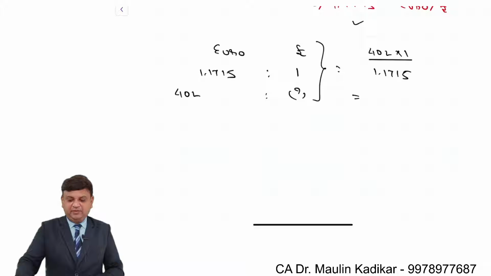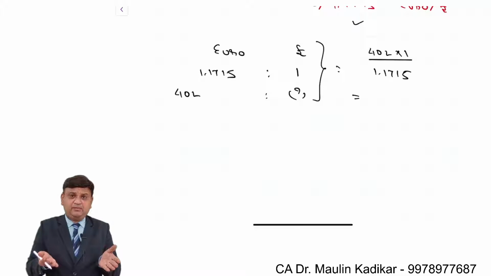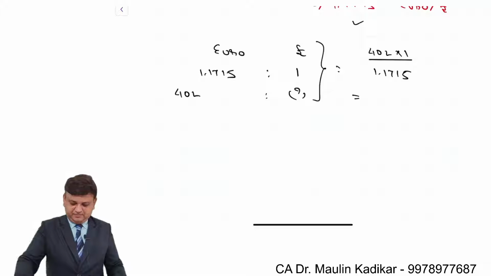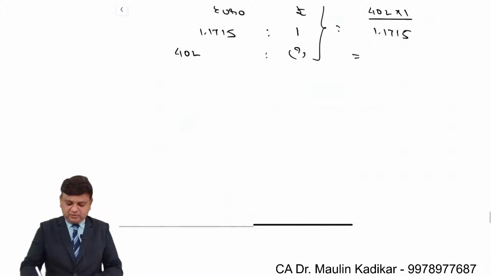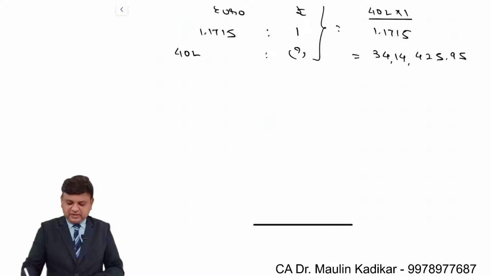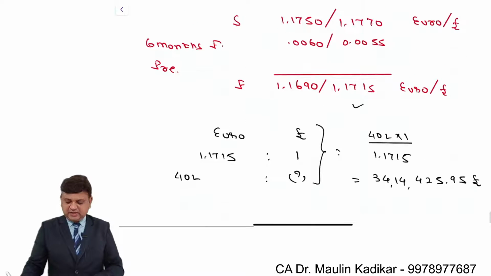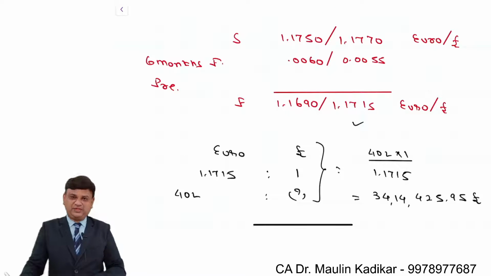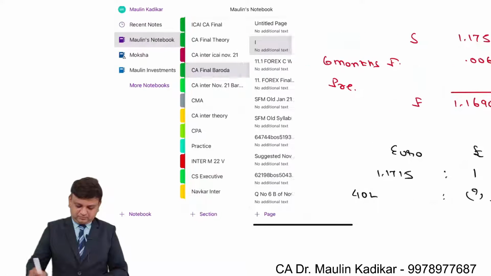And forward contract will be entered upon exactly for the amount for which you are going to receive the consideration. So it is 34,14,425.95. This is the amount of the pound that we are going to receive.